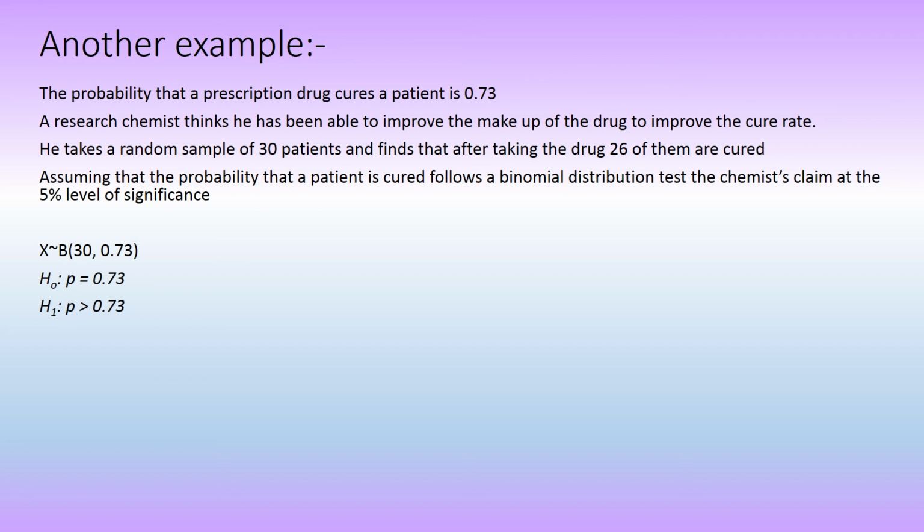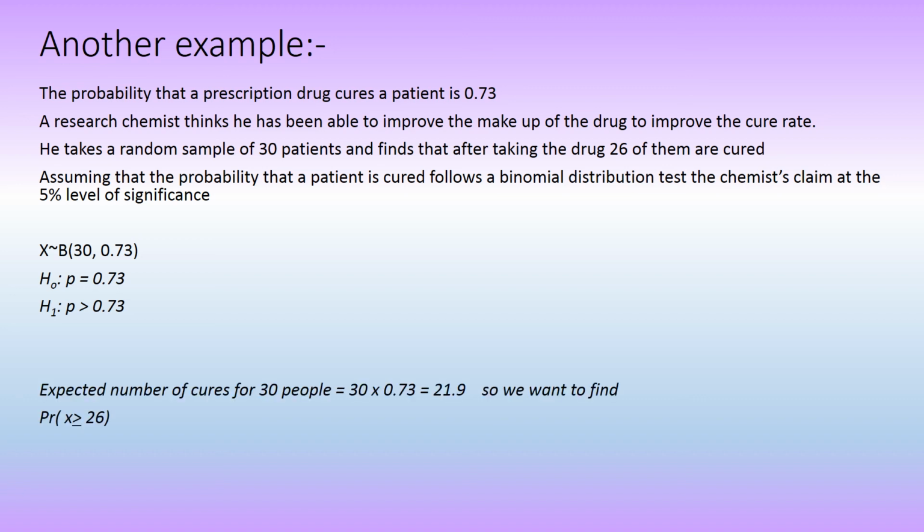So here's me starting to write the hypothesis test. I'm saying our outcome is binomially distributed with the number of trials 30 and the probability of success 0.73. And then my null hypothesis, again going innocence here, I'm assuming that nothing has changed, that the cure rate, the probability of success, is still 0.73. But on our alternate hypothesis, the research chemist thinks that he has improved that probability. So our alternate hypothesis is the probability is greater than 0.73.